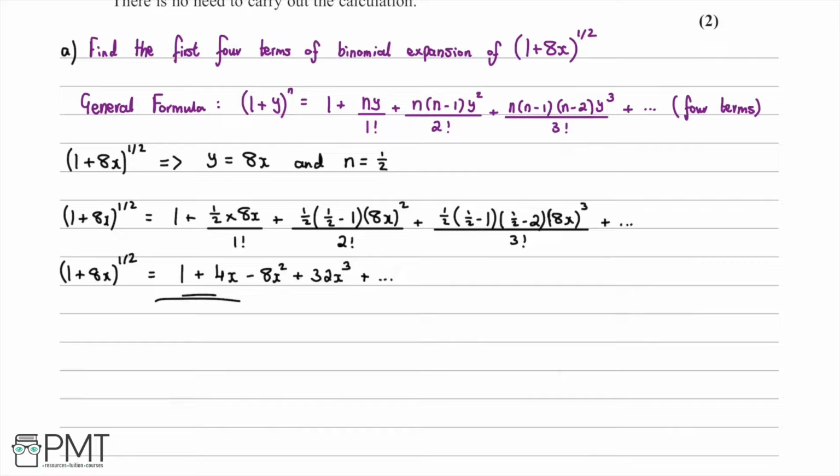This question was worth 3 marks, and we receive our first mark for having an understanding and attempting the binomial expansion with n equals 1 half, and in our case y equals 8x. So we'll give our first mark here. We'll then receive our second mark for having the correct unsimplified expression. So we receive that here, and then we receive the third and final mark for having the correct final answer.